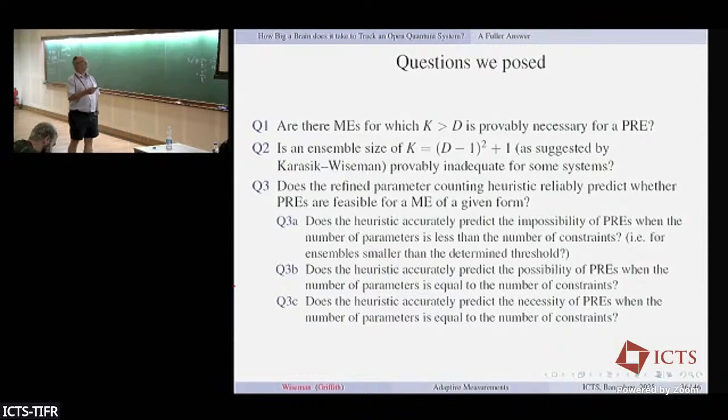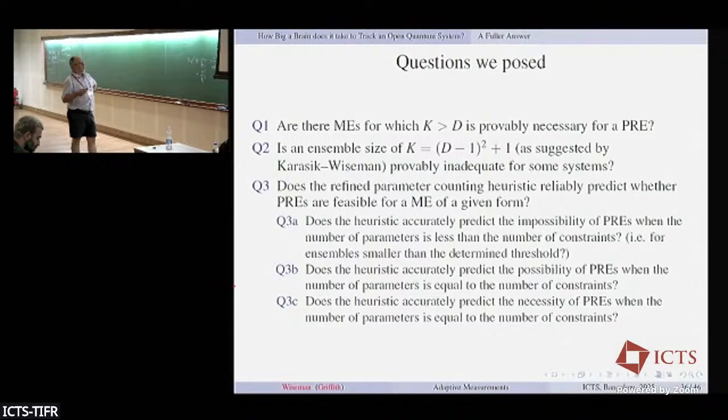This is the main question which we were interested in: can we actually prove that you need a number of states which is bigger than the dimension of the system? Because that would prove that there's a gap between the classical and the quantum case. In the classical case, a D-level brain is enough to track a D-level system. So that's the main one.